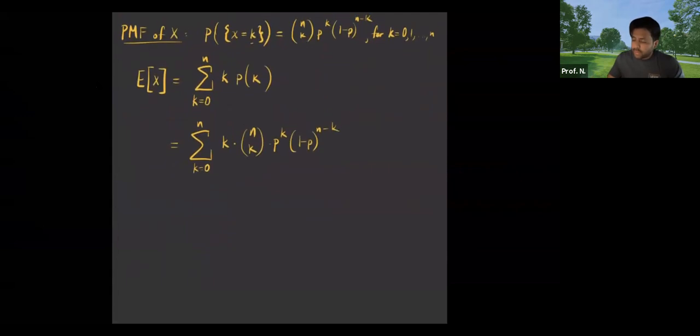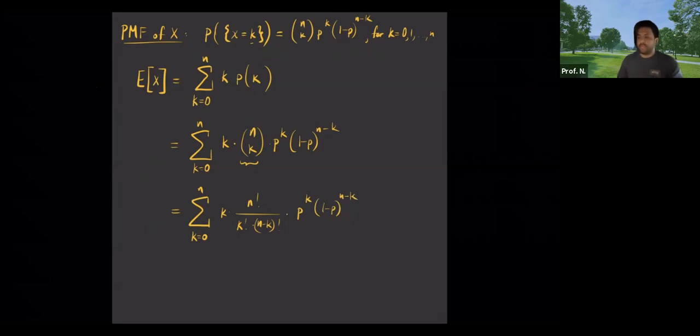Now let's unpack this a bit. Do you guys remember what n choose k was? How we defined it using factorials? This is k multiplied by n factorial over k factorial times n minus k factorial, times p to the k, times 1 minus p to the n minus k.